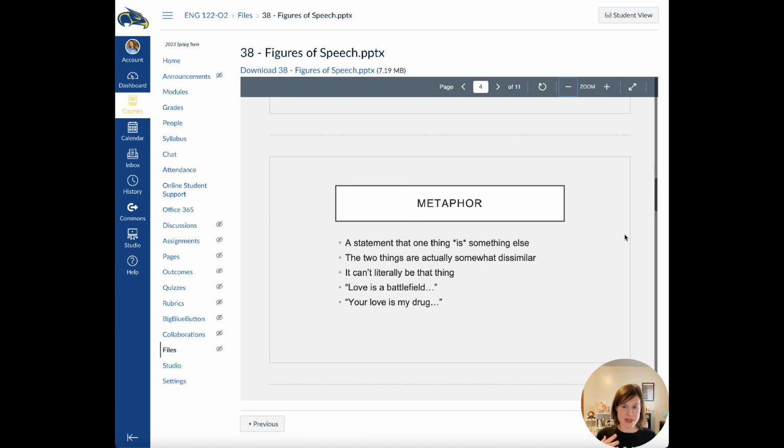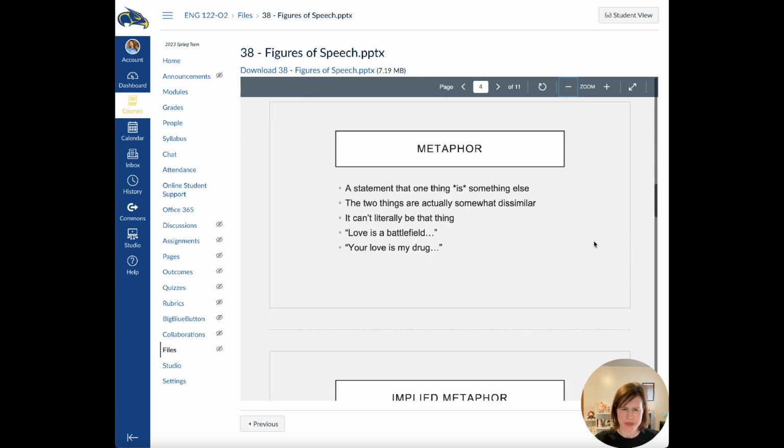But you have "your love is my drug." Are love and drugs the same thing? Well, you could argue that the effects are similar, right? But they're not literally the same thing. That's kind of where figures of speech come into play, right?